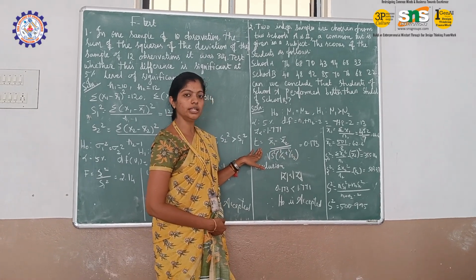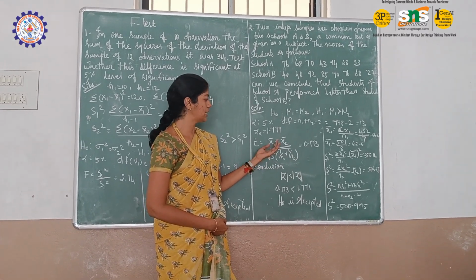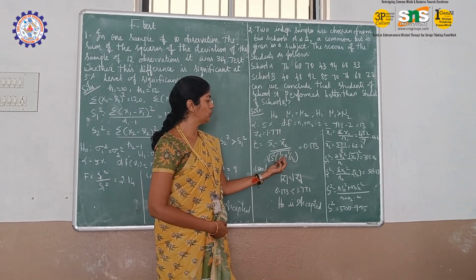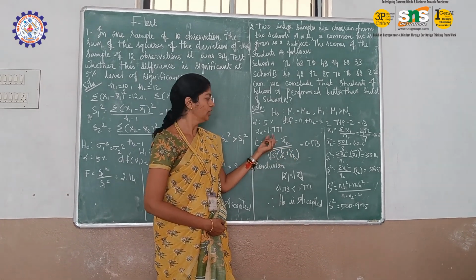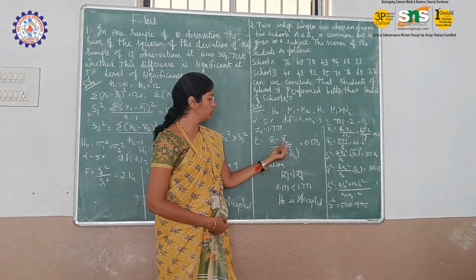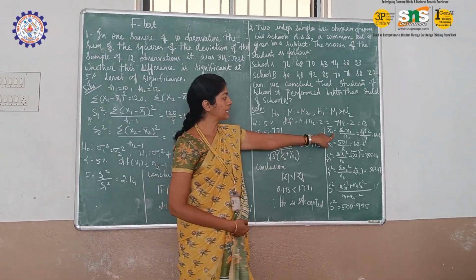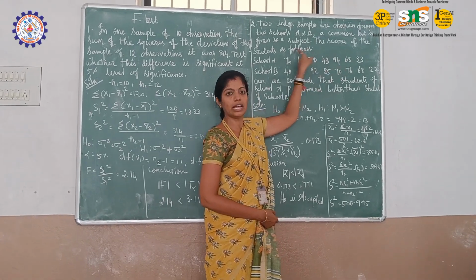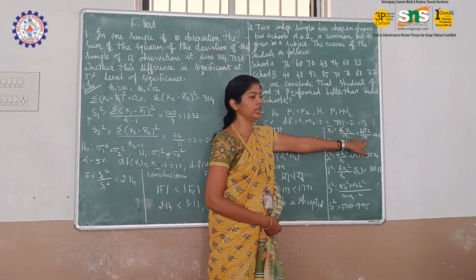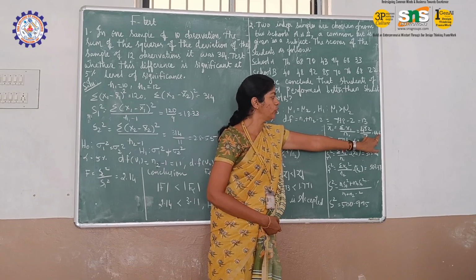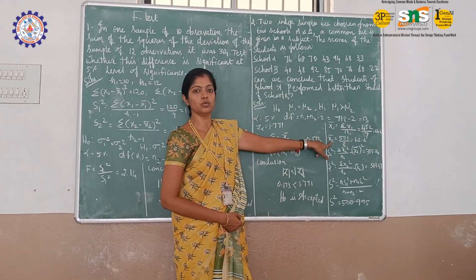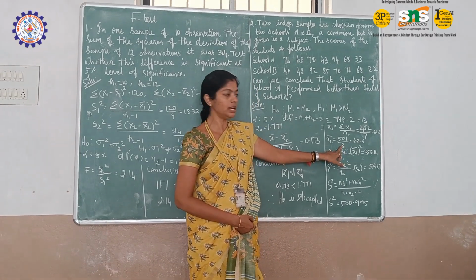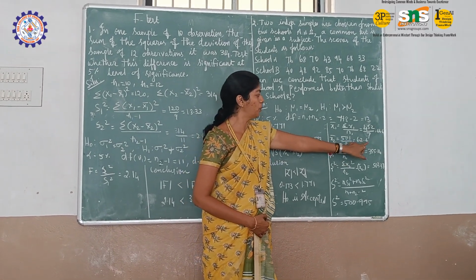Then we have to move to the t-test. The t-test formula is x1 bar minus x2 bar divided by the root of S square into 1 by n1 plus 1 by n2. We have to find what is x1 bar, x2 bar, and S square. For x1 bar, we add all the values; we have 7 data, so we divide by 7, and we get 64.6. In the same way for x2 bar, we add all the values and divide by 8, and we get 62.6.